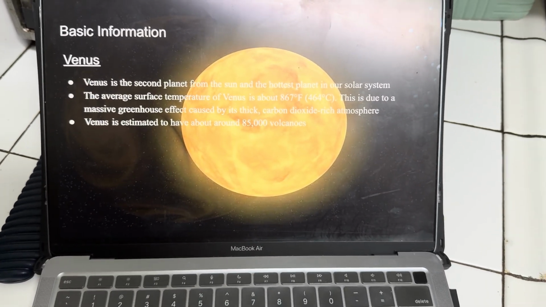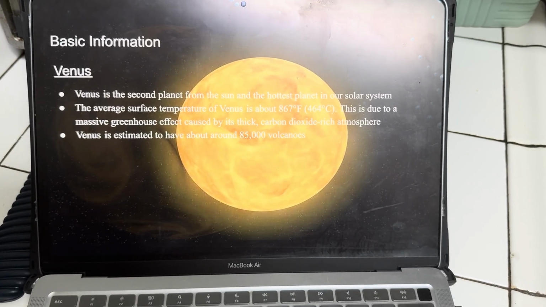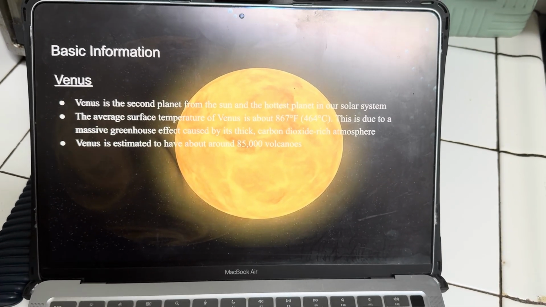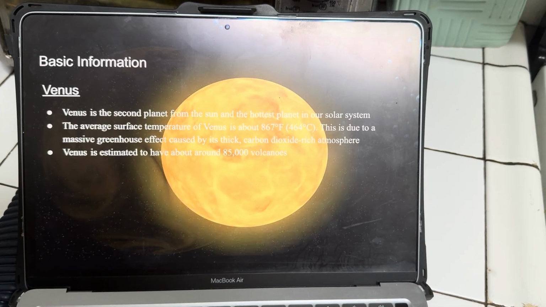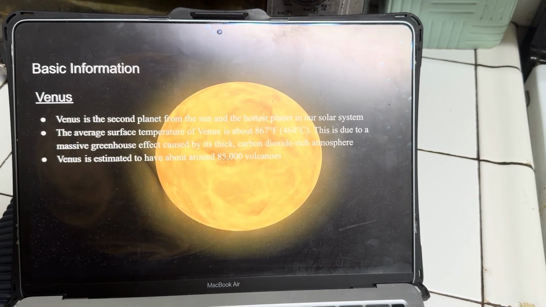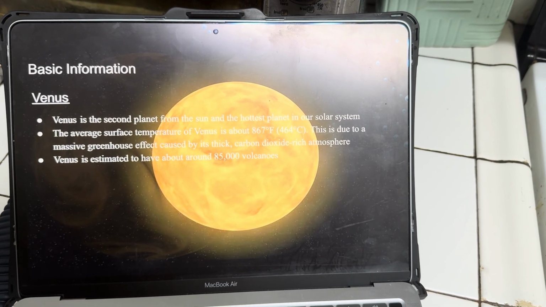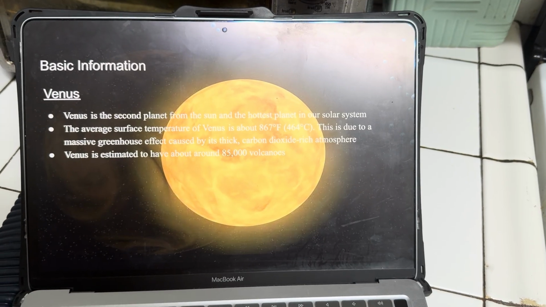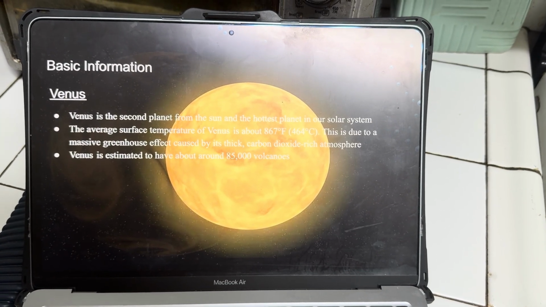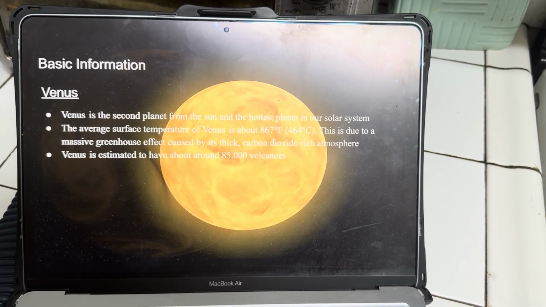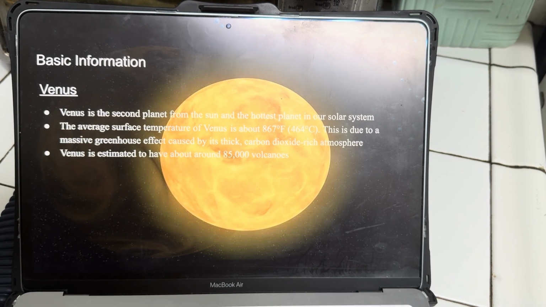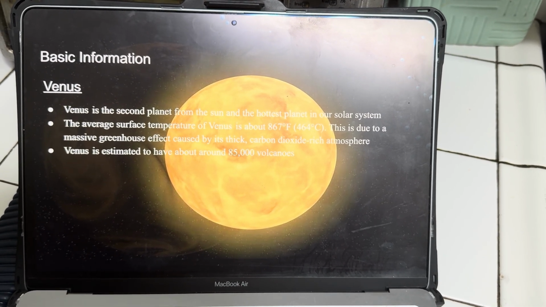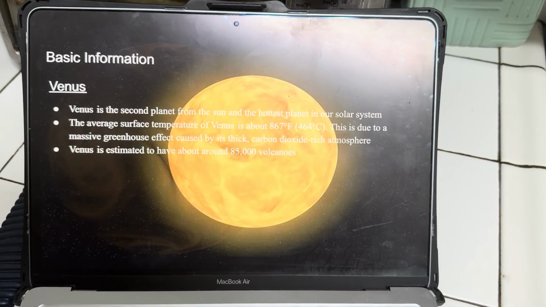Venus is the second planet from the Sun and the hottest planet in our solar system. The average surface temperature on Venus is about 867 Fahrenheit or 464 Celsius. This is due to the massive greenhouse effect caused by its thick carbon dioxide-rich atmosphere. Venus is estimated to have about 85,000 volcanoes.